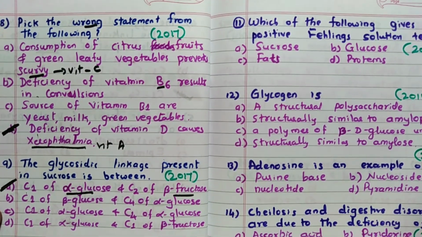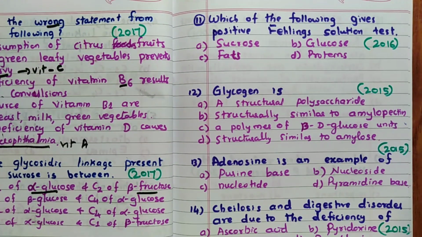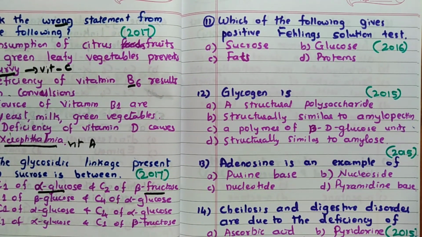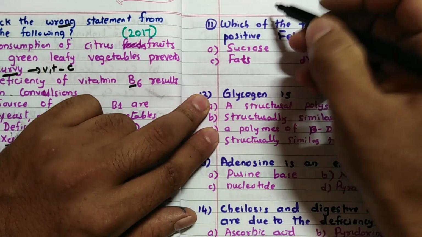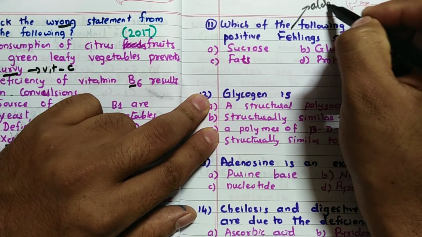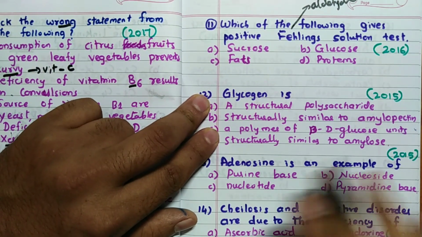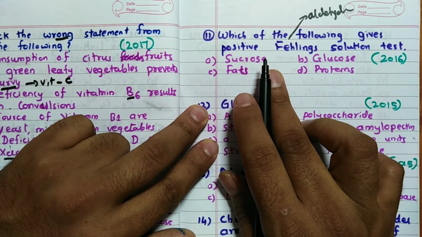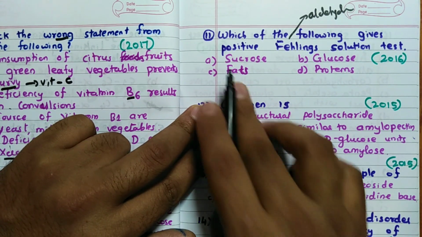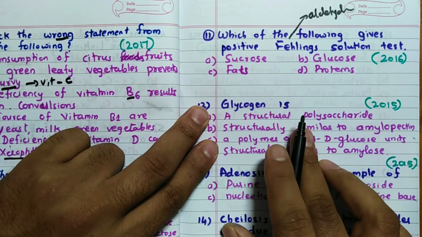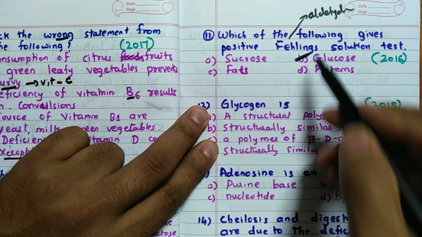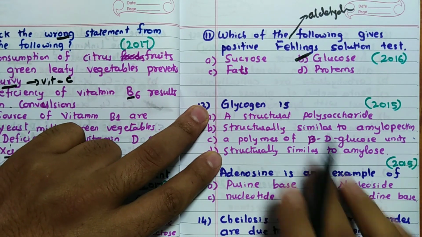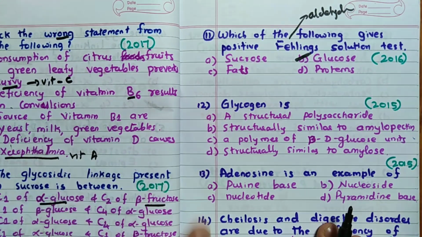11th one, which of the following gives a positive Fehling's solution test? See, Fehling's solution test is given by, remember, a free aldehydic group, which should be present. Sucrose is a non-reducing sugar, right? So it is not the answer. Fats and proteins will never react with Fehling's solution. So we are left with only glucose. The answer is glucose. It is a 2016 question.